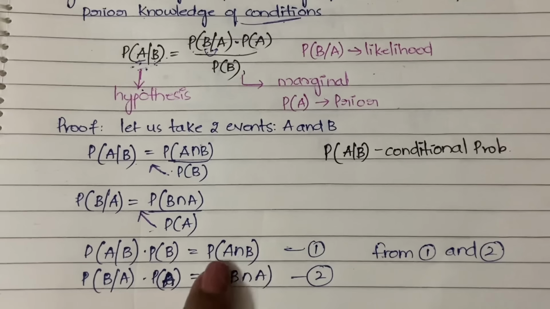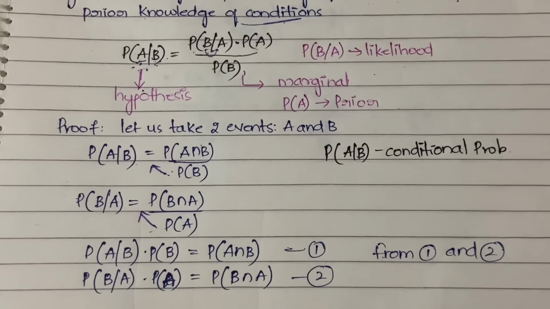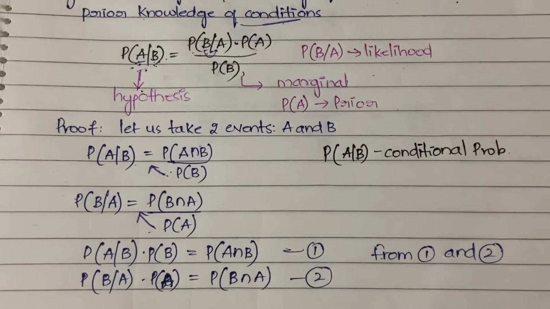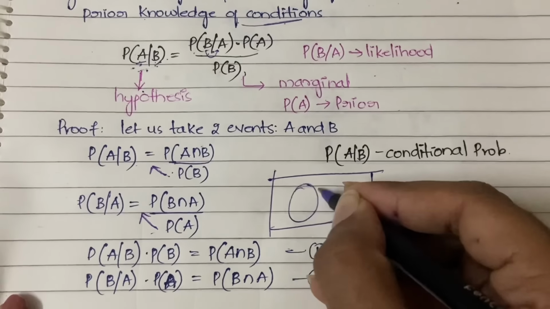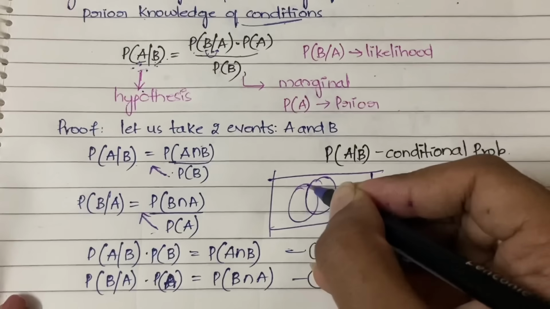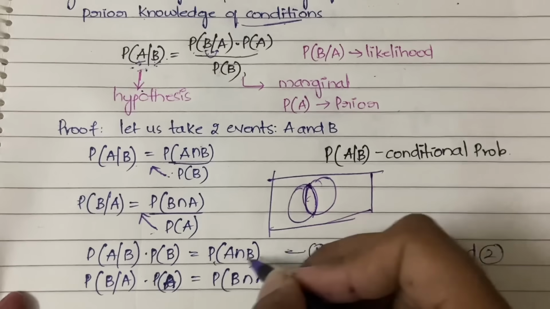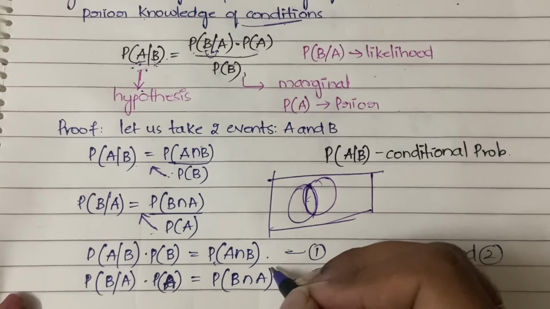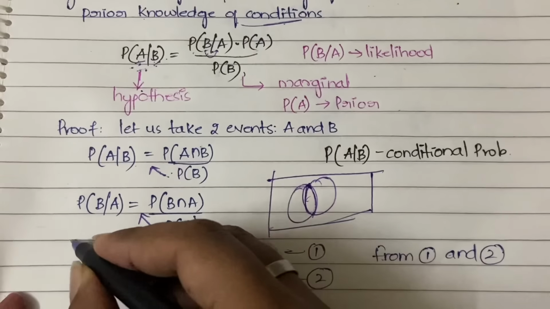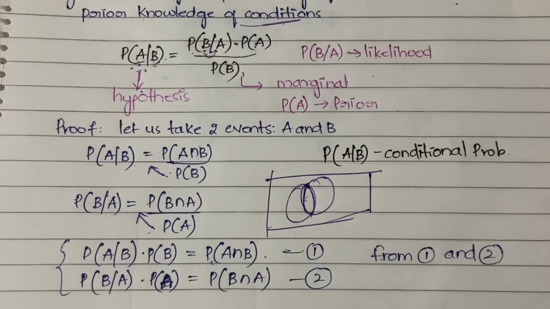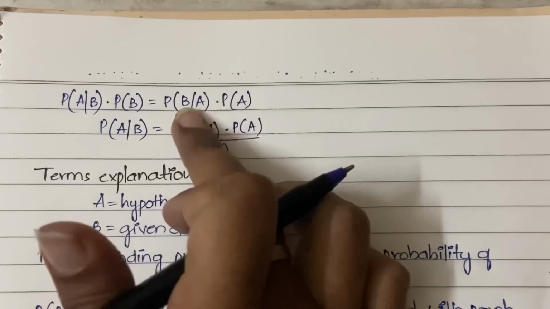You see here we have A intersection B, and here we have B intersection A. A intersection B means what? Common in both A and B. And B intersection A means common in both A and B again. In the Venn diagram, this is A and this is B. A intersection B means this part, and B intersection A is also this part only. So both mean the same, and P of A intersection B and P of B intersection A are equal. When the RHS parts are equal, you can equate the left sides as well. On equating both of them, you get P of A given B into P of B is equal to P of B given A into P of A.